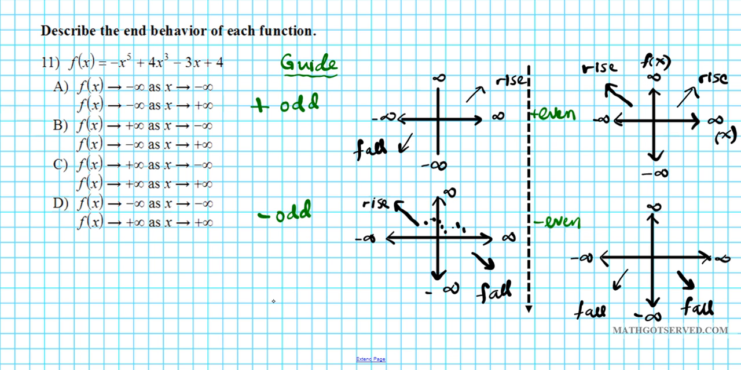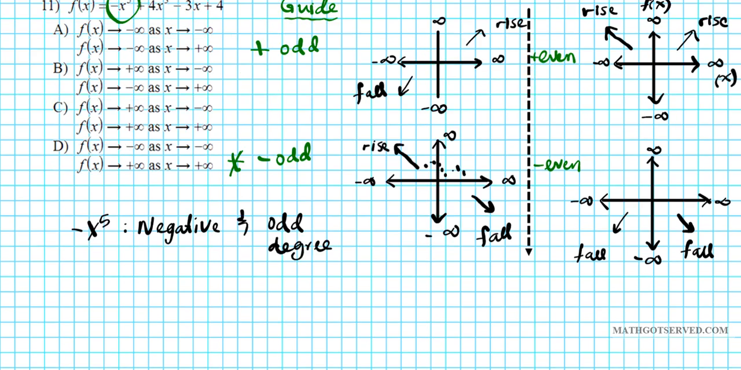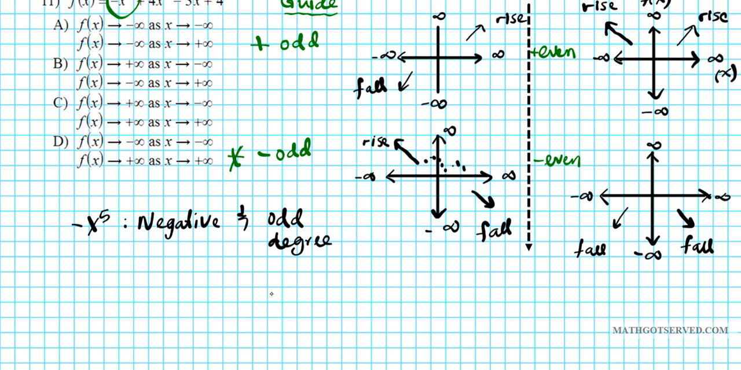Now, for this problem, we are looking at the leading term, negative x to the fifth. What do we know about negative x to the fifth? Negative x to the fifth is negative and has an odd degree. So we are looking at this case right here. It's going to rise to the left and fall to the right. So what does that look like? How do you communicate that symbolically? Rising to the left and falling to the right.